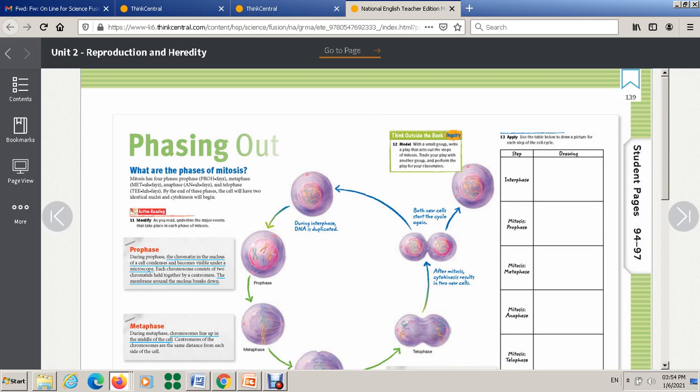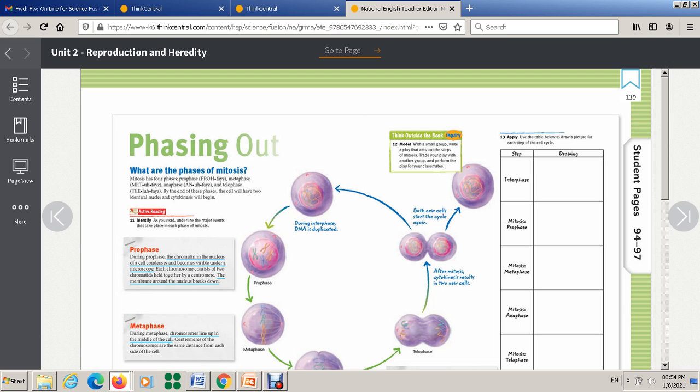Hello everyone. In this video we want to continue talking about mitosis, focusing more on the phases of mitosis. Just to remind you, we said the cell cycle is interphase, then mitosis, then cytokinesis. And mitosis gives two identical cells. They have the same genetic material, and they are exactly the same as the parent cell.